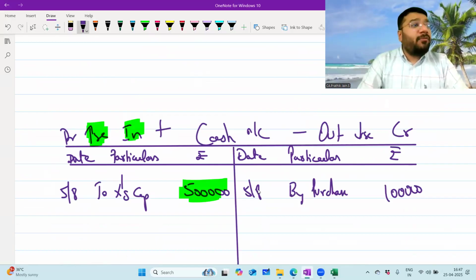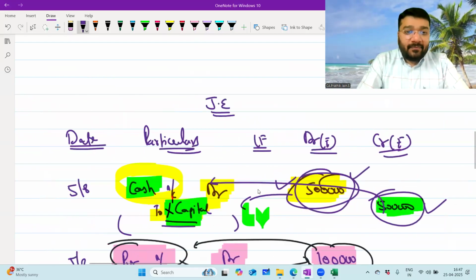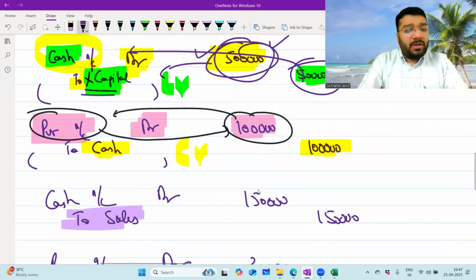So 5 lakh rupees, what you got from your owner. In that 1 lakh, you used it for purchase of the goods. Remaining how much money in hand? 4 lakh rupees. Any difficulty in posting? No difficulty. Next one.